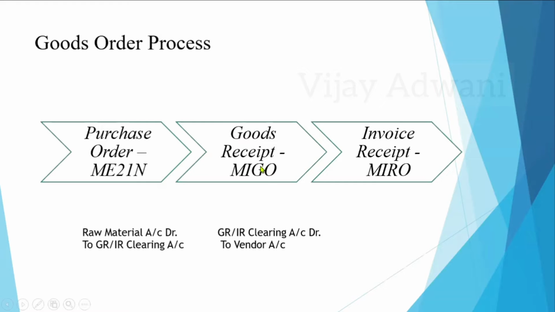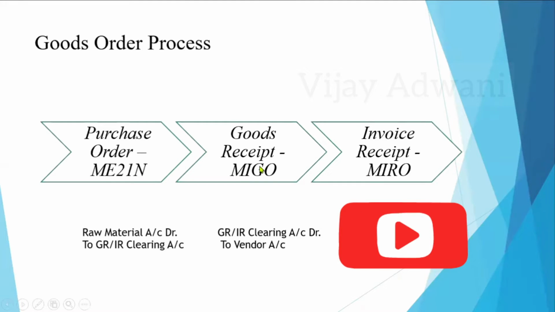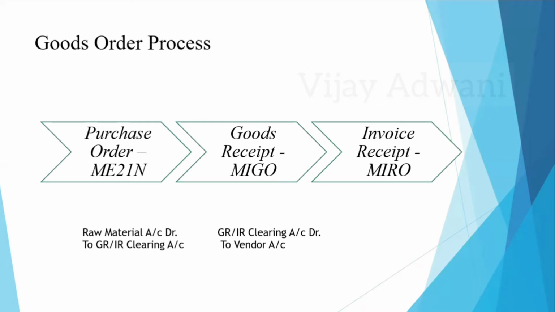Now, what is the accounting entry which gets generated at goods receipt level? Goods receipt is happening, but there is no invoice receipt. Earlier we discussed, we consider goods receipt is prior to the invoice receipt. Once goods receipt is done, then the invoice is entered, not prior to that. At goods receipt level, only the goods have been received, the invoice is not yet received, so the vendor is not in the picture.